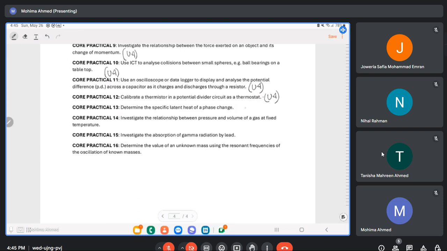And determine the specific latent heat of phase change. This is Unit 5, Chapter 8 of Unit 5. And then investigate the relationship between pressure and volume. This is also Unit 5. Absorption of gamma radiation, Unit 5. And determine the value of an unknown mass, resonant frequency, Unit 5. Okay. As you can see, Unit 6 does not actually contain anything new. All the core practicals you're going to see, we're obviously going to discuss in detail in our Unit 4 and 5 classes. Similarly for Unit 3 also, Unit 3 and Unit 6 do not contain any other content. They are basically a few topics taken from Unit 4 and 5 or 1 and 2, and they have just compiled an experiment out of those topics.